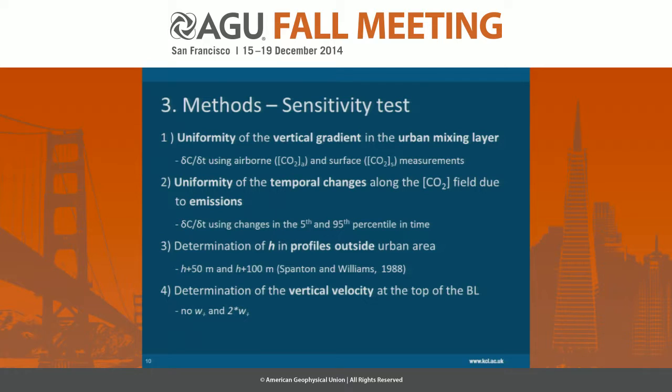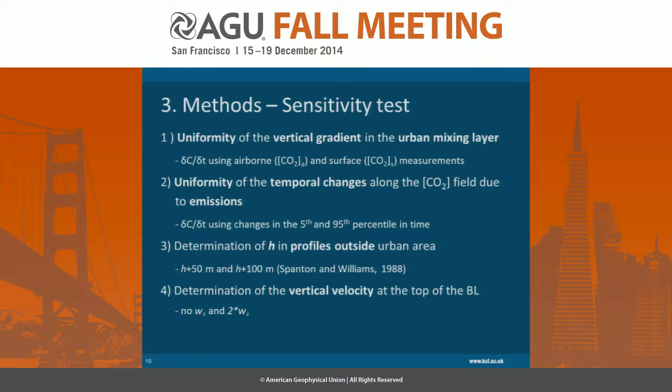So to test that, we calculate the changes of the concentration over time using airborne data and also the surface measurements. Second of all, we assume that the changes of the CO2 concentration in the horizontal transect were actually the same for all the points along the transect. So in order to test if that's a fair assessment, we calculate the changes of the CO2 over time using the changes of the 5th and the 95th percentile in time.